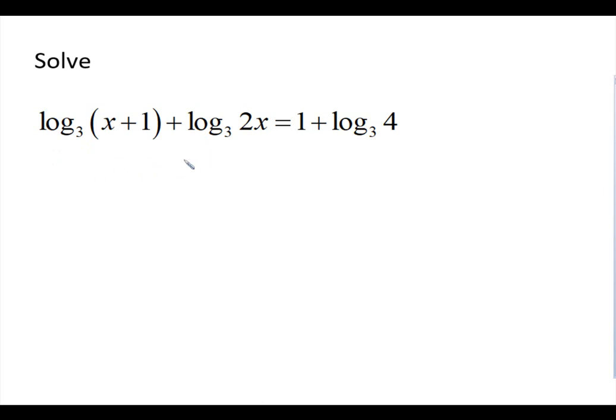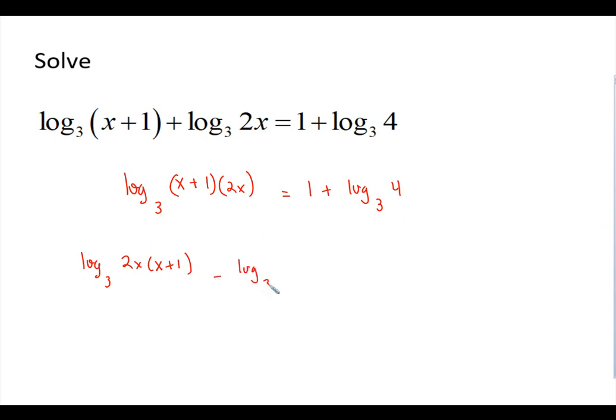So using our log properties, I can rewrite this as log base 3 of x plus 1 times 2x is equal to 1 plus log base 3 of 4. Now, since we have this log on the right side as well, I'm going to move it over to the left side so that I can condense the logarithms into a single log. So I'll have log base 3 of 2x times x plus 1, minus log base 3 of 4, is equal to 1. And then I'm going to condense this into a single logarithm.